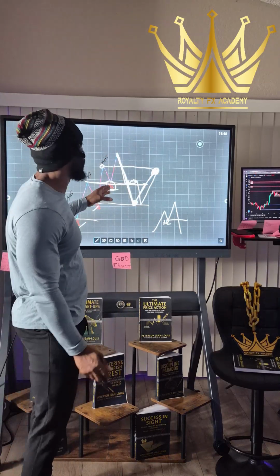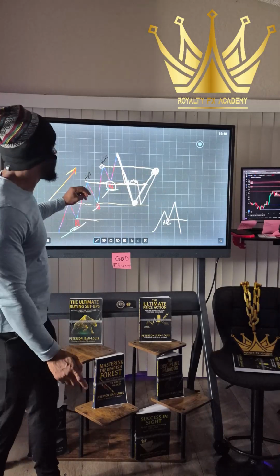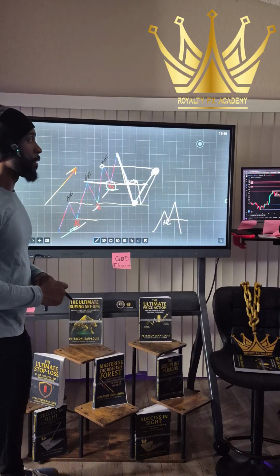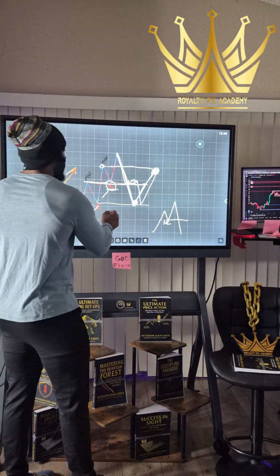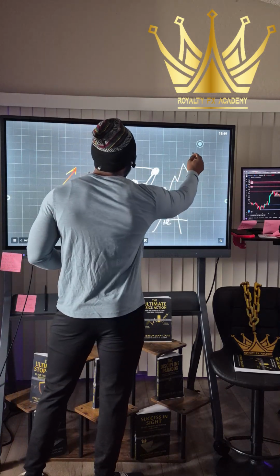That's why it's very important for you to keep on marking your structure points, your higher highs and higher lows. Even if you don't put the letters, just put a little line. Just a little line. So let's do something like this. We have a bullish structure where the market is giving you higher highs.